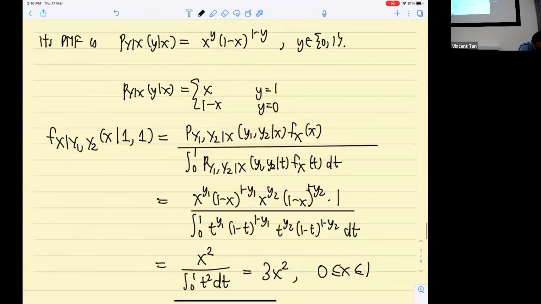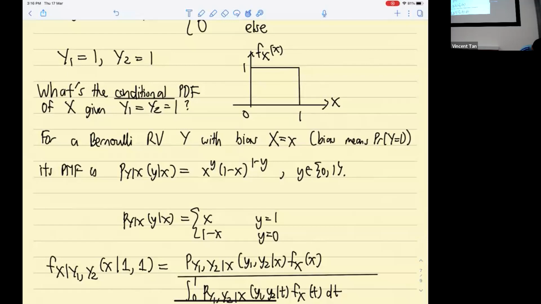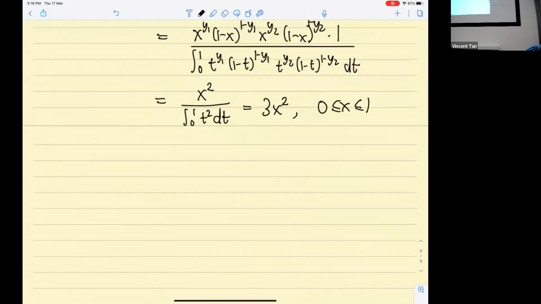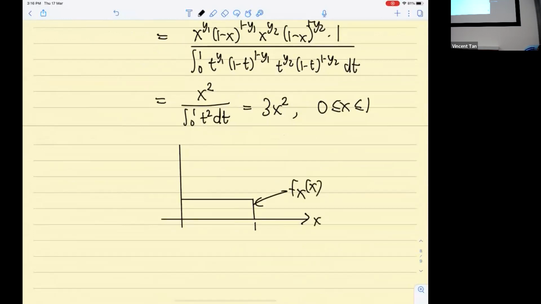So initially, our density of x, or probability density function of x, is the following. Based on the prior, x was uniform on 0, 1. That was f of x on 0, 1. That was the original density.